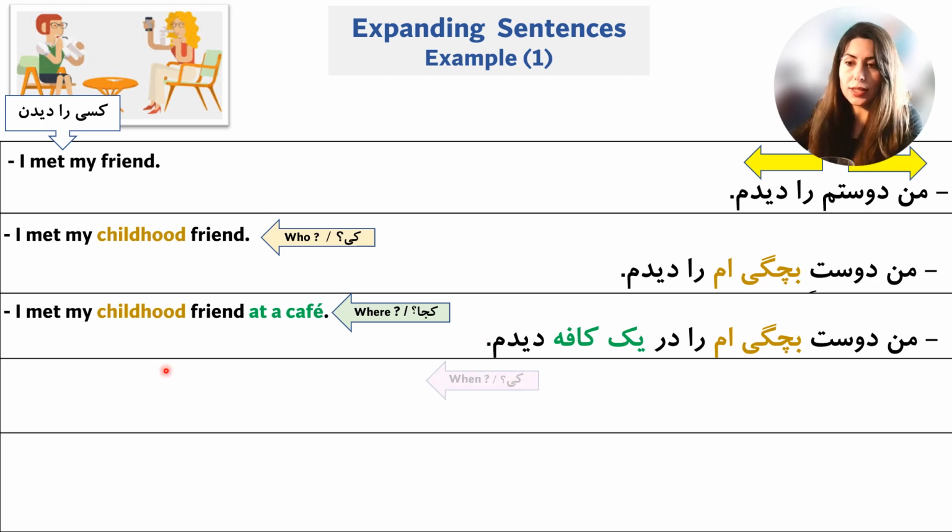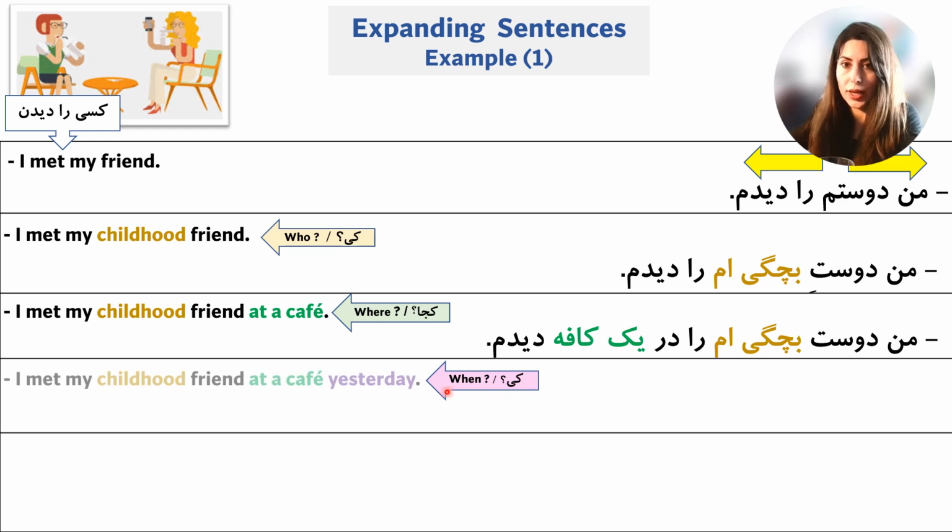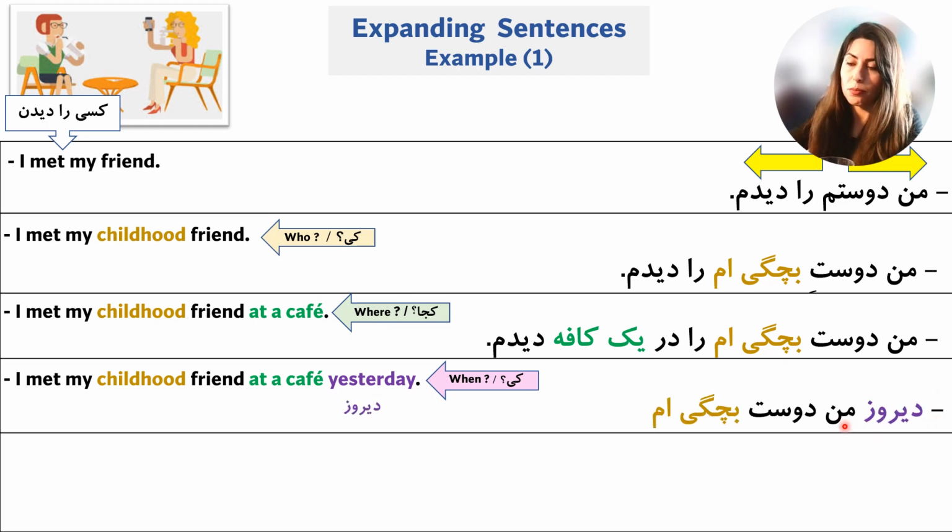Next one, we can expand it even a little bit more and add K, when. How about we add yesterday to the sentence? But yesterday is a time adverb, and in Farsi it comes in the beginning. So دیروز من دوست بچگیم را در یک کافه دیدم.